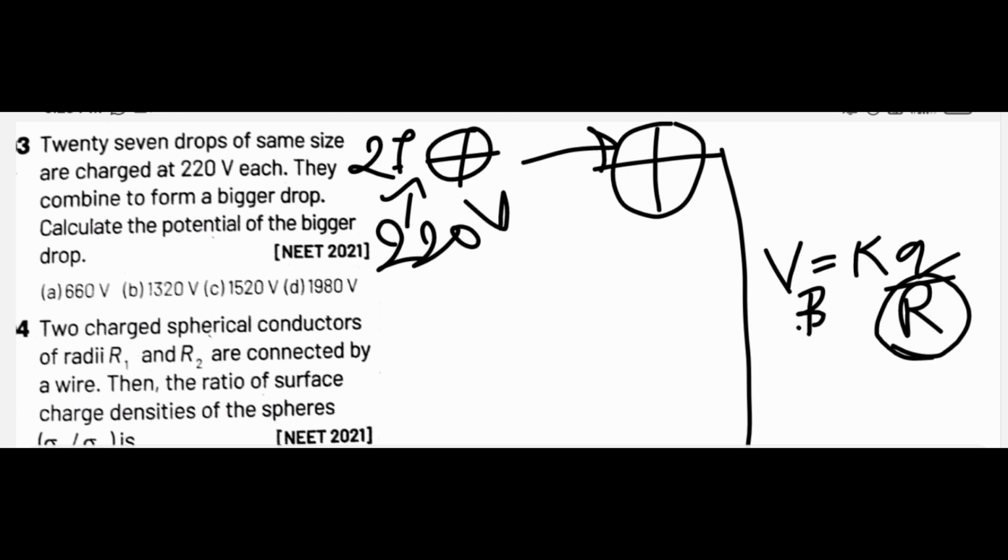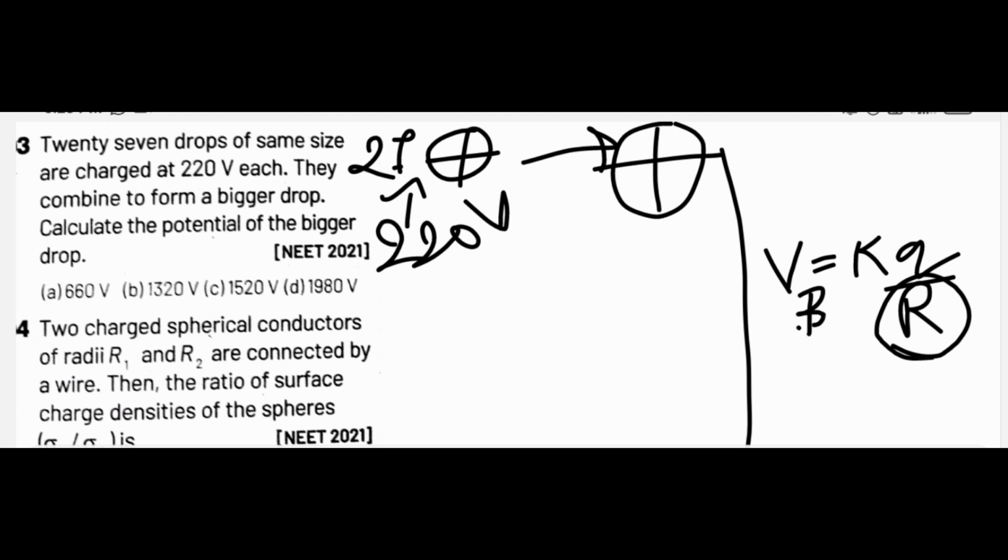See, if you come from the basics, the 27 drops each have the same volume, and they make the bigger sphere. I think you are getting my point. When the small spheres combine to form a bigger drop, the total volume remains constant, that is 4/3 π r cube.